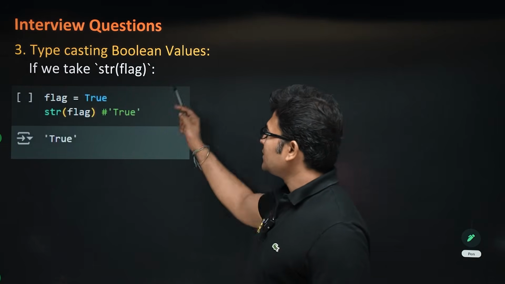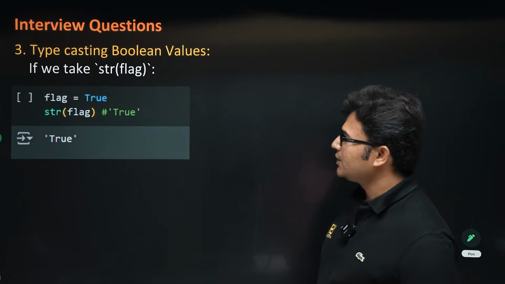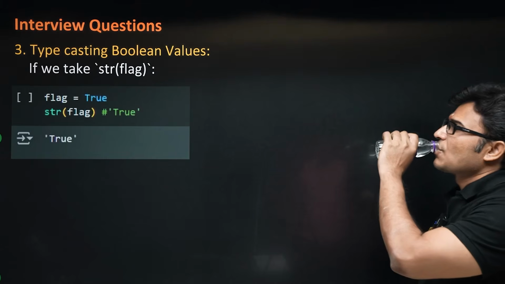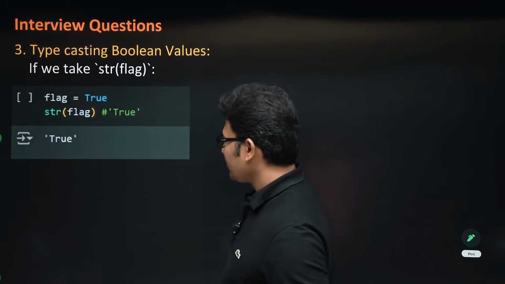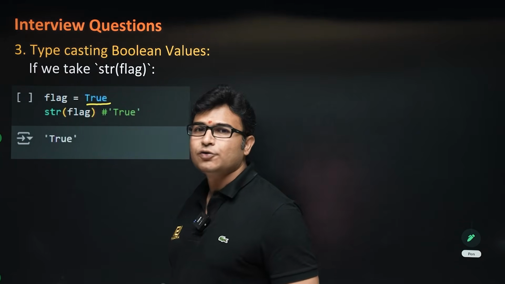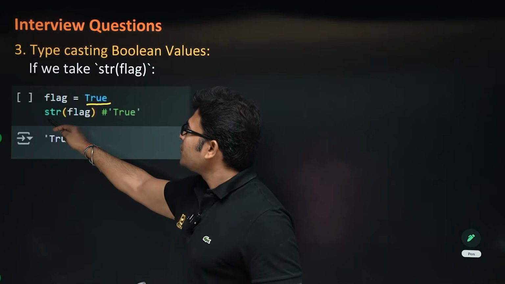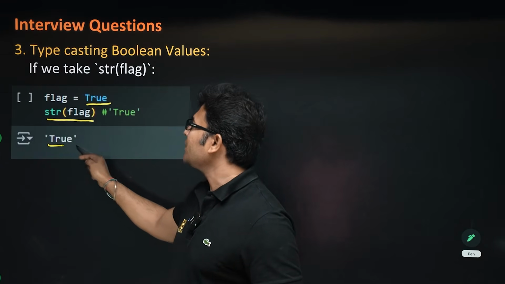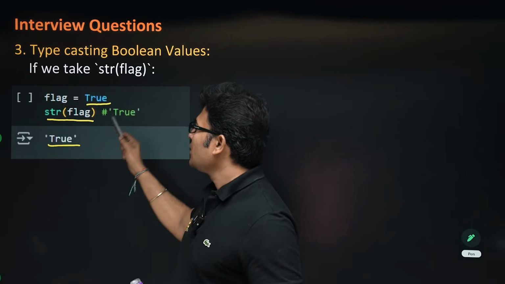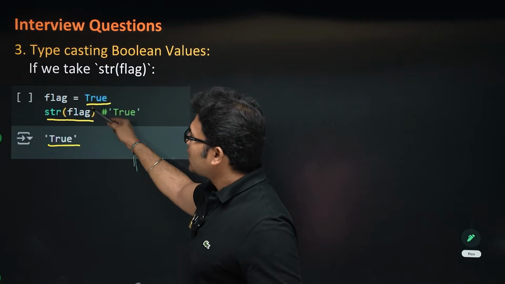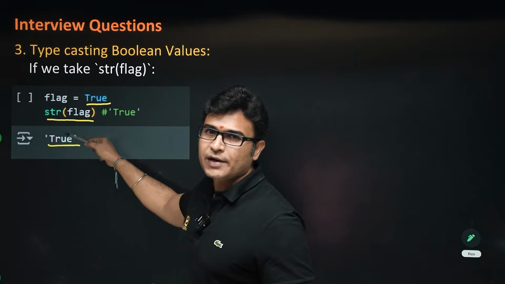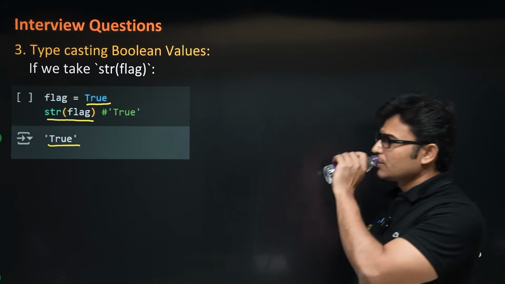Now typecasting Boolean value to a string. If you take a flag true, and if you try to convert it into a string, it will give you true only. Within quotes, it will give you true. It will not give you 0 or 1, which means when you are trying to convert a Boolean type into a string, you are just going to get the name of the Boolean type. Either it will be true or it will be false.